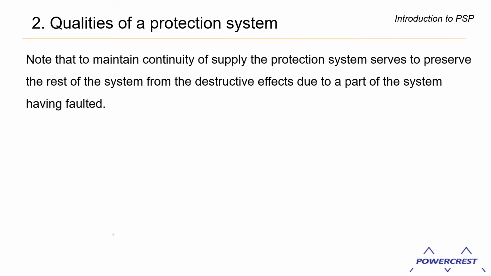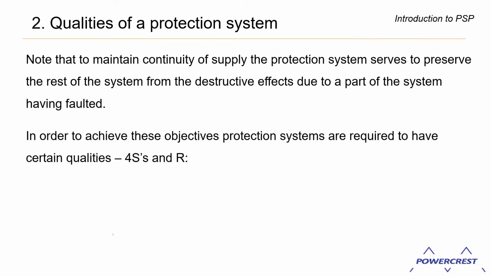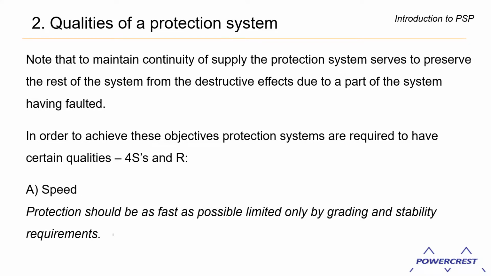Well, what are the qualities of a protection system? Well, we note that to maintain continuity of supply, the protection system serves to preserve the rest of the system from the destructive effects due to a part of the system having faulted. Now, in order to do its job properly, a protection system is required to have certain qualities, what we call the 4 S's and an R. The first S is speed. Protection should be as fast as possible, limited only by grading and stability requirements. Right? We also could say grading is selectivity. Grading requirements, selectivity requirements.